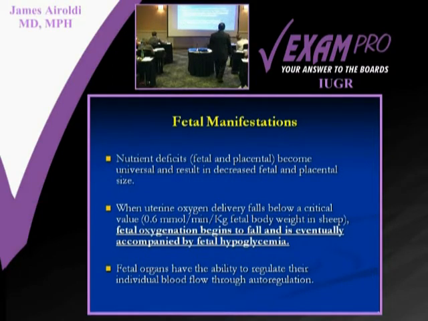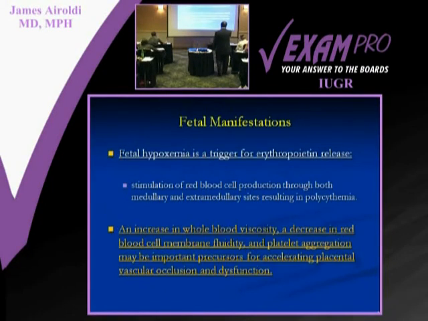Fetal manifestations: nutrient deficits become universal and result in decreased fetal and placental size. When oxygen delivery falls below a critical value, fetal oxygenation begins to fall and is eventually accompanied by fetal hypoglycemia. And the fetal organs do have the ability to auto-regulate.